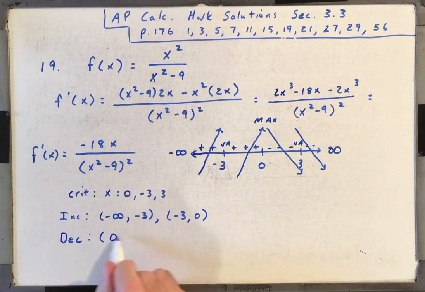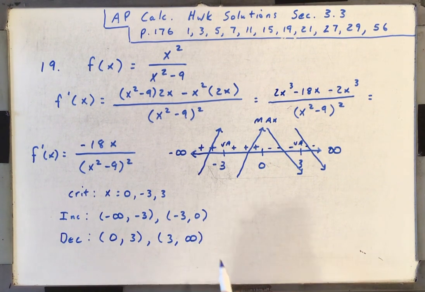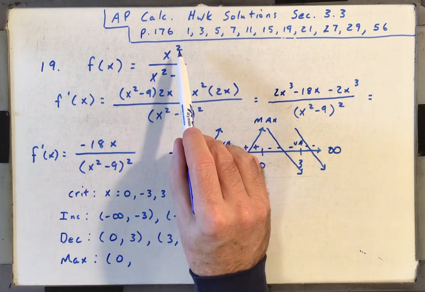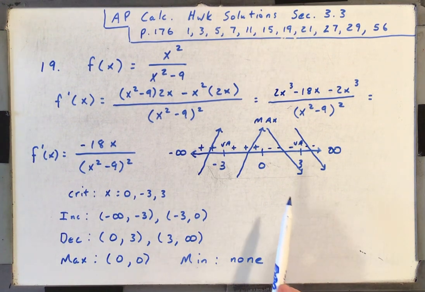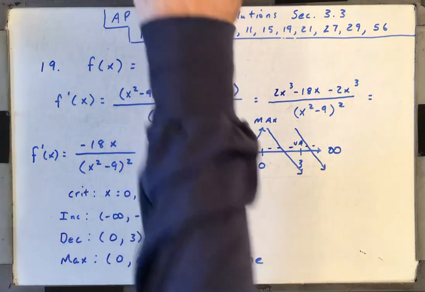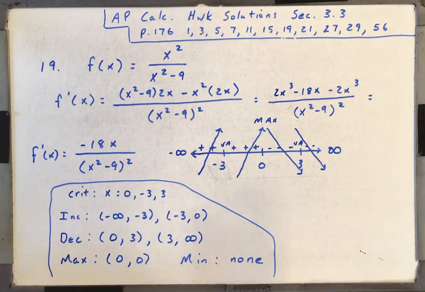from 0 to 3 and from 3 to infinity. We have a max at the point 0, and then we're going to plug 0 back into the original equation. That's 0 over -9, so 0, 0. And we don't have a minimum. So no minimum. Based on these arrows, you can tell that. All right, so that one was a little bit more work because we had kind of a fancier derivative with the fraction. Okay, so the answer's there.